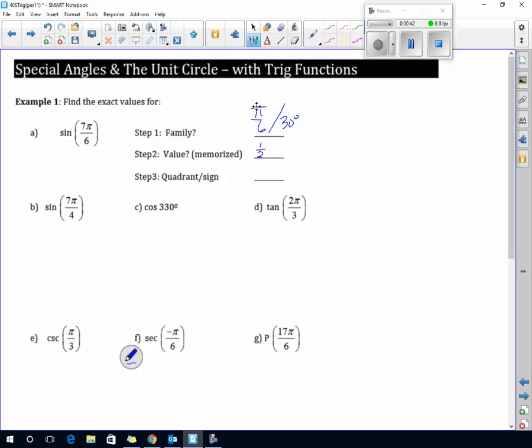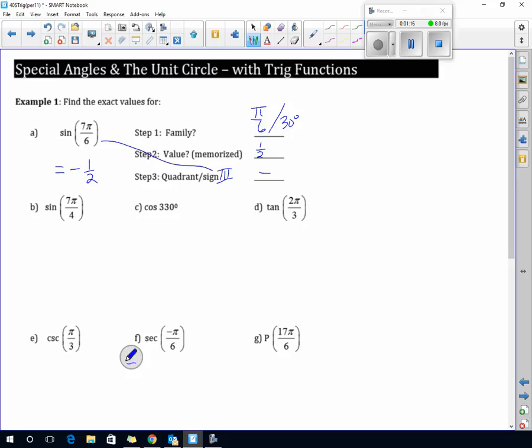Now the problem is we need to figure out which quadrant 7 pi over 6 is in. It's in quadrant 3. How do I know it's in quadrant 3? Because it's a little bit past 6 pi over 6. 6 pi over 6 is at the pi, which is between 2 and 3, and it's going a little bit past. So this is in quadrant 3. And is sine negative or positive in quadrant 3? It would be negative. So that means this would end up being negative 1/2. So there's a little bit of multi-steps now to figure out all these exact values.